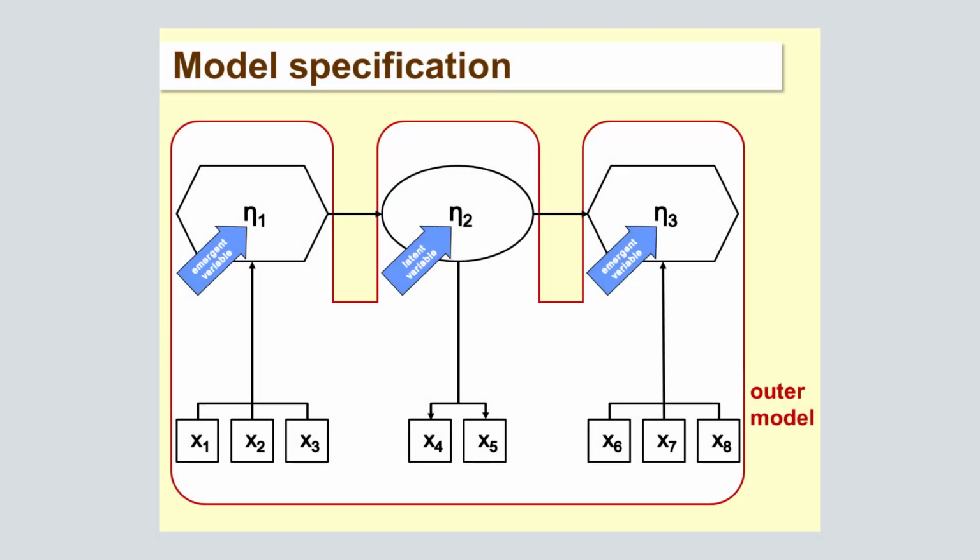The outer model contains the relationships between the constructs and their respective observed variables. We distinguish between emergent variables and latent variables. Emergent variables are symbolized by a hexagon, whereas latent variables are symbolized by an oval. Please also note that the arrow direction is different. In composite models, the arrows point from the observed variables to the emergent variable. In reflective measurement models, the arrows point from the latent variable to the observed variables.